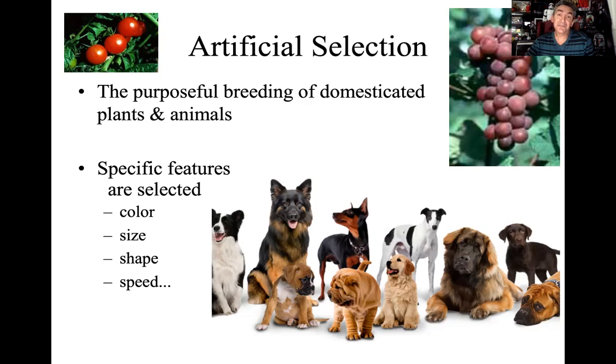How do they survive? If humans went extinct tomorrow, what would happen to seedless grapes? What would happen to these domesticated breeds of animals that are so dependent on humans for survival? Their life progression would be very negatively affected if we were not around. So artificial selection, selecting features for certain colors, sizes, shapes, speeds, all of these are aspects of artificial selection.